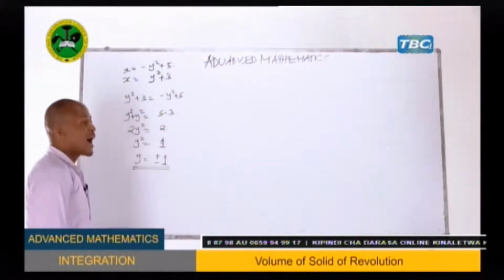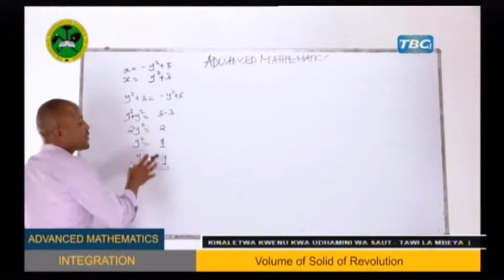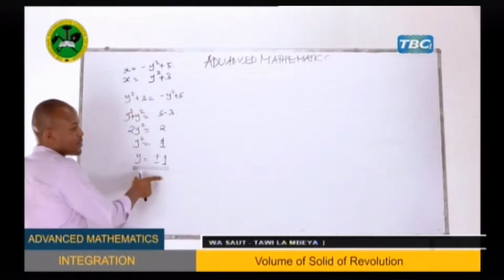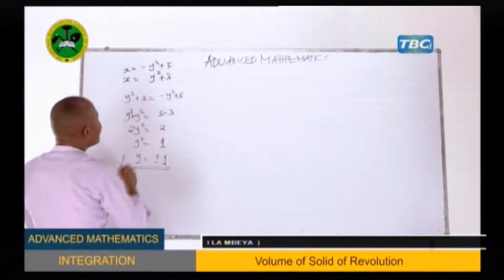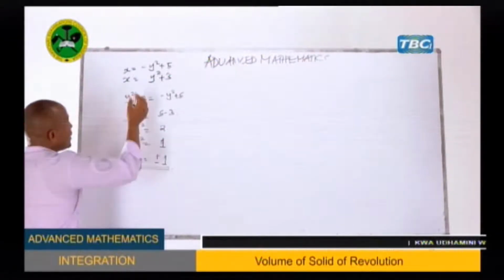So these are our points of intersection. If you can find the y-intercept and x-intercept and try to sketch those graphs, these were the points of intersection. Now you can find the x-intercept.